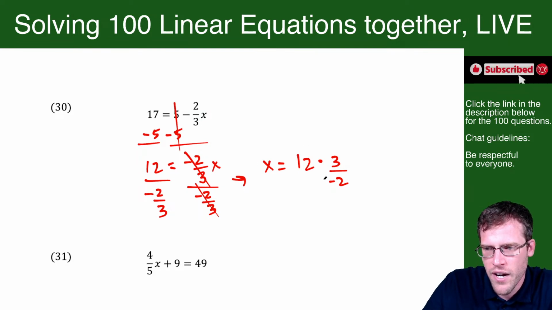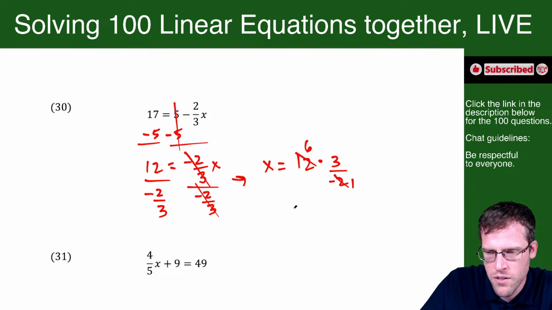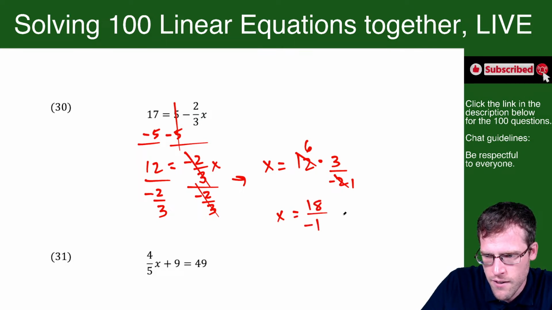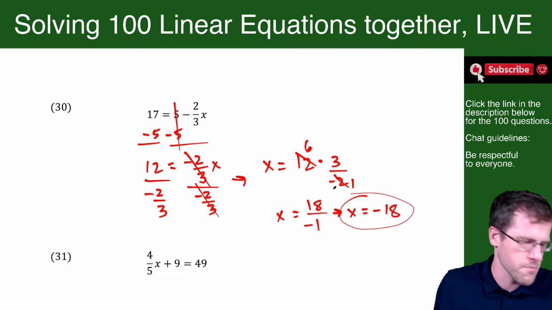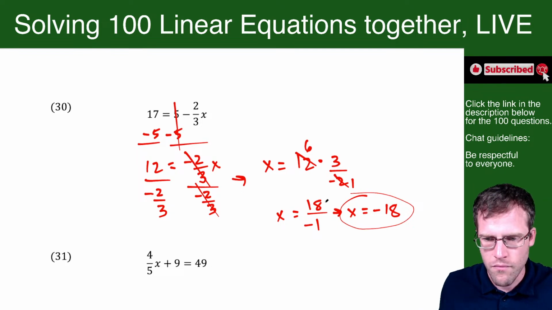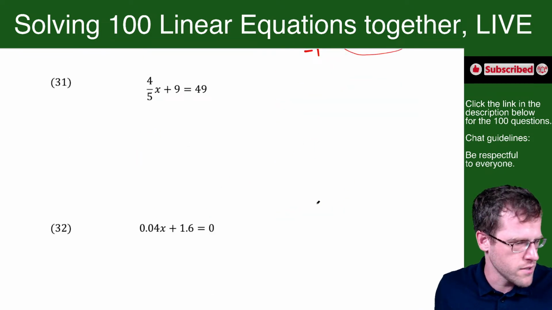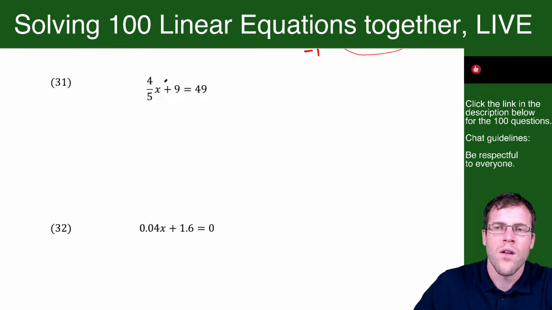So now 12 divided by 2 is 6. Okay, so 6. And I'll put a 1 here as a placeholder. And now we have x equals 6 times 3 is 18. And we're dividing by negative 1. So this tells us x equals negative 18. Okay, so 30 should be negative 18. All right, moving on. Question 31.